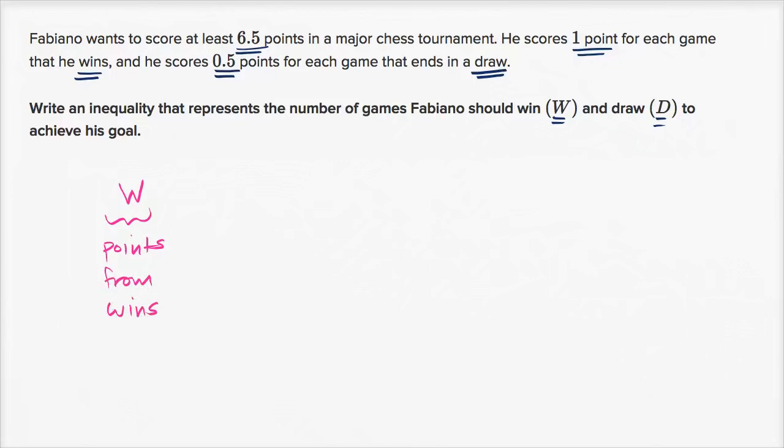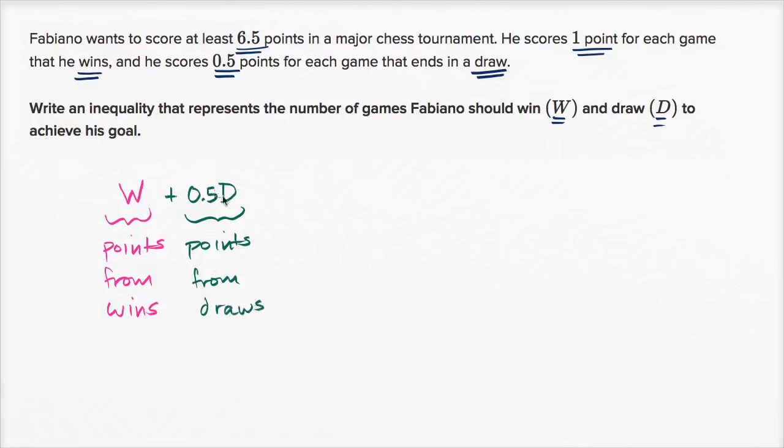And what are his points going to be from the draws? Well, from the draws, he's going to have D draws, and he gets 0.5 points for each of them. So 0.5 times D. This is going to be the points from the draws.